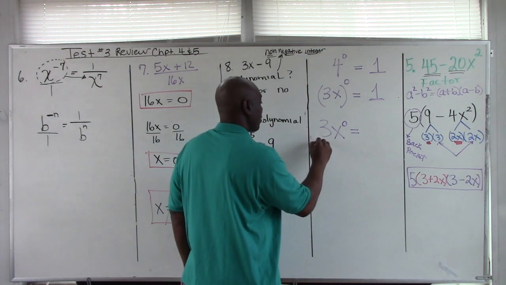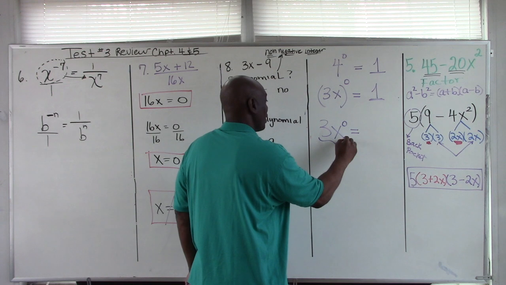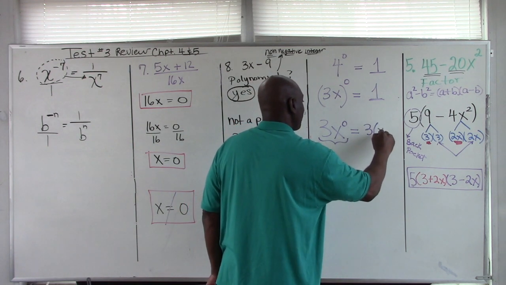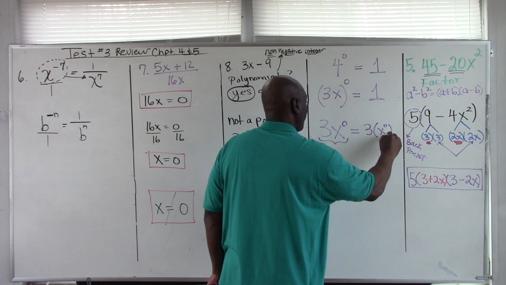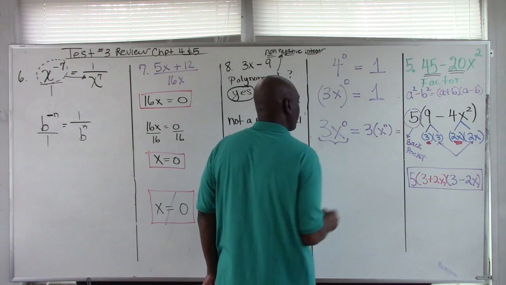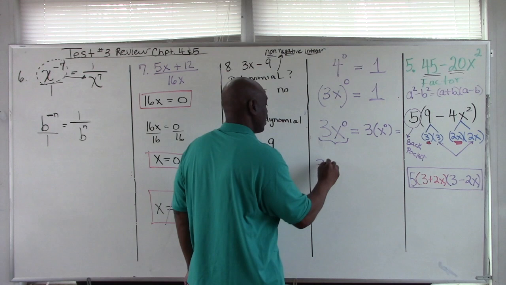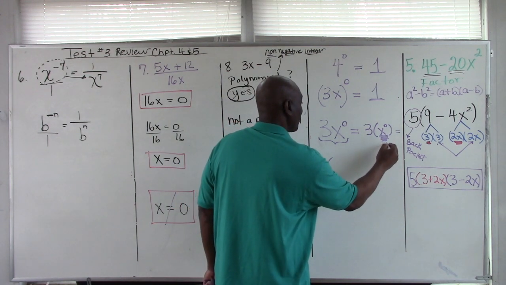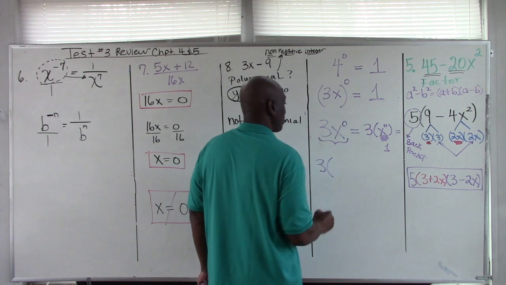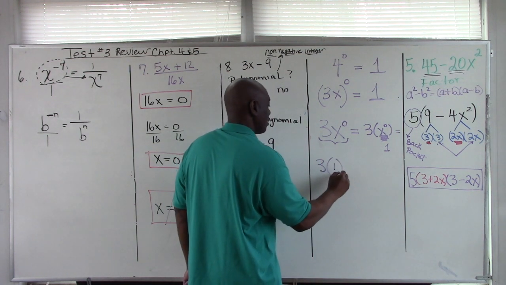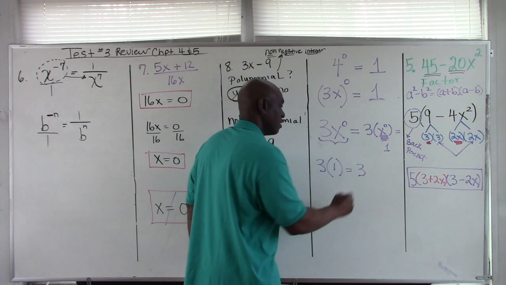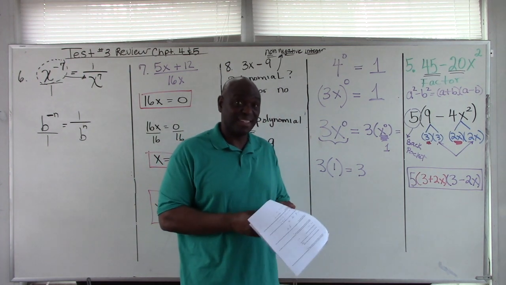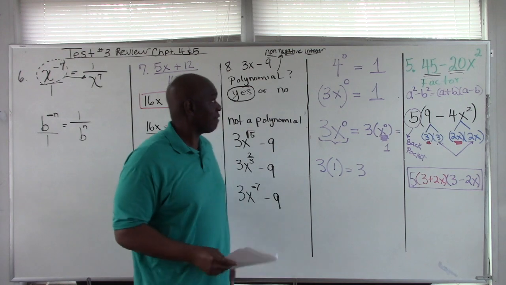This right here represents 3 times x to the 0, which equals 3 times x to the 0. That's 1. So it's 3 times 1, which equals 3. You see the difference? The parentheses make the difference, doesn't it? It really does.